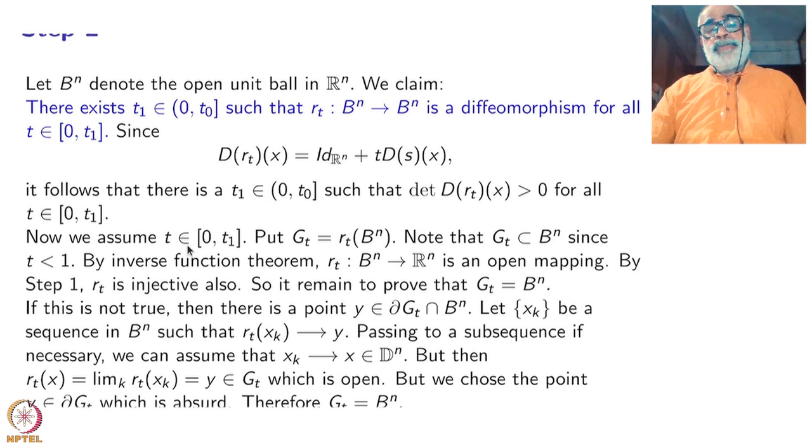Now assume that t belongs to (0, t1). Now t1 has been chosen in this way, so this is good enough. Then put Gt equal to Rt of Bn. Remember Rt is just some map from Bn to Rn. But we want to show that the open ball goes inside the open ball. So look at Gt equal to Rt of Bn. We want to show that this Gt is inside Bn first of all. Why is Gt inside Bn? Because t is less than 1. I have chosen t in (0, t1), and this one is less than 1.